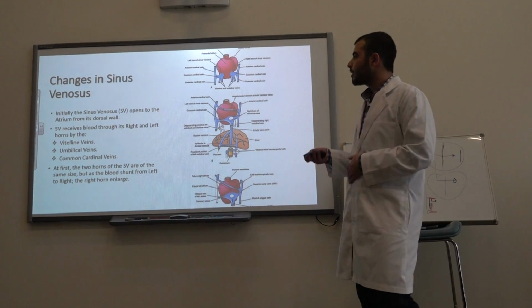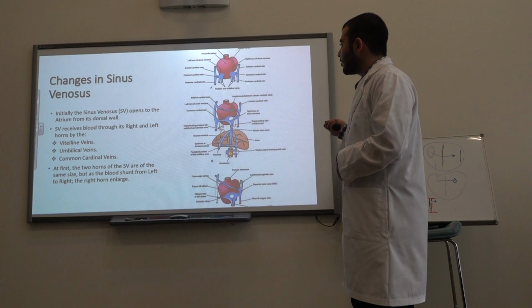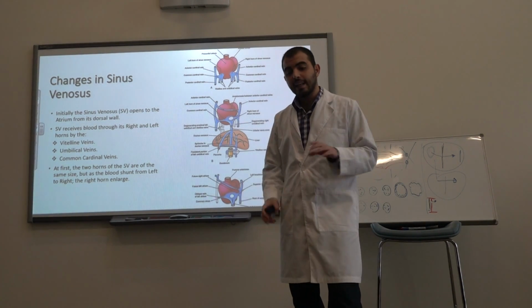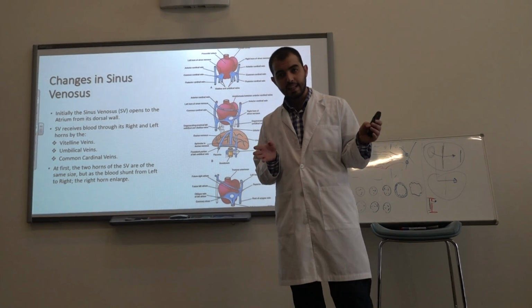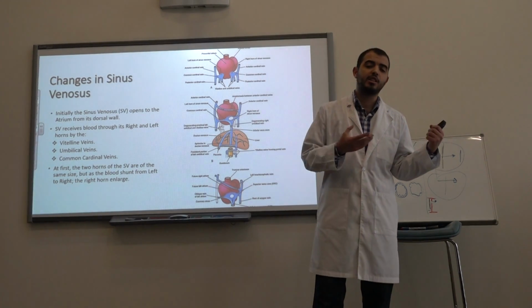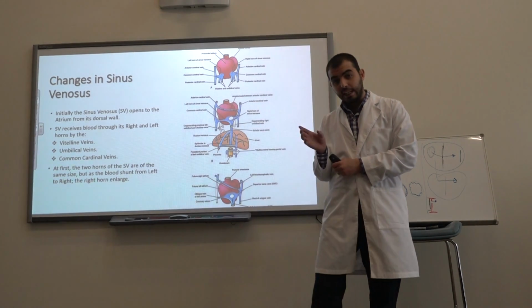Now let us start with the right atrium. You remember that the sinus venosus had right and left horns, 3 veins to the right, 3 veins to the left. The right atrium will swallow them entirely. The left horn will regress and form for me the coronary sinus, because you remember the blood shunted from the left to the right. The right will be the inferior vena cava.